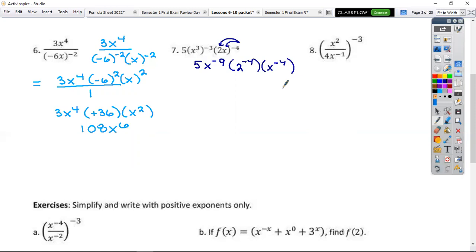Again, there's many different ways you can start these and work with them. It just depends on what's easiest for you. So I'm going to leave the 5 where it is. I'm going to take my x to the -9 and add it to x to the -4 instead of flipping it. So this would be x to the -13, and we'll deal with that in a second. And then on the bottom, I'm going to go 2 to the 4th.